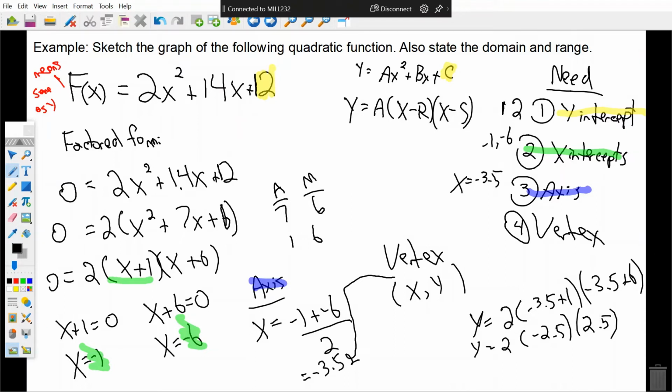And now 2 times negative 2.5 times positive 2.5 is y equals negative 12.5. So the vertex has an x value of negative 3.5 and a y value of negative 12.5. Okay, give that a quick highlight there. Now we have everything we need to graph this equation.